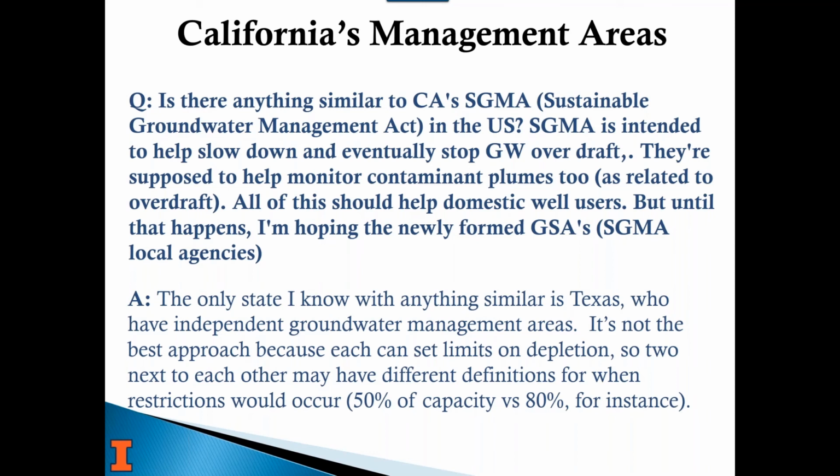It's a little different. It's not the best approach in that each one is independent and can set their own limits on what is considered, quote, depletion, when they would start restrictions. Some say it's 50% of the capacity of the aquifer, some may say 80%, for instance, and they may be right next to each other using the same aquifer. Well, how does that work? One starts restrictions before the other one does.